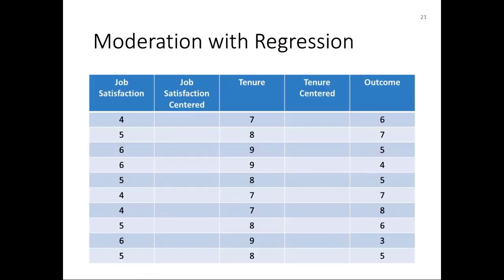We would add those two columns to our data set, and we would call them something like job satisfaction centered, because we're mean centering, and tenure centered, because once again we're mean centering. We take each of those job satisfaction values and subtract 5, each of those tenure values and subtract 8, and those new values we put in those new columns. So now we have 5 columns in our data set. We have the original 3, our predictor, moderator, and outcome, but we also have those mean-centered variables.